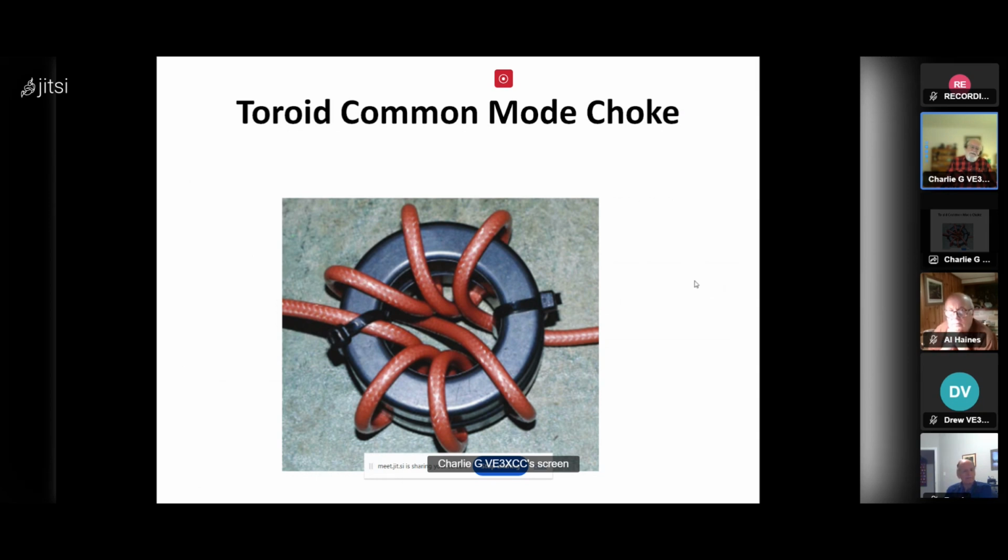For those folks who actually make toroids, this should be a pretty familiar picture. This is some RG174 going through 3 layers actually. You count the turns by the number of times it passes through the center. So there's, I think, 7 turns on this one. And this is a far, far better common mode choke than that ugly balun we talked about earlier.